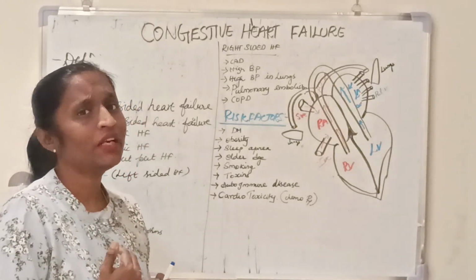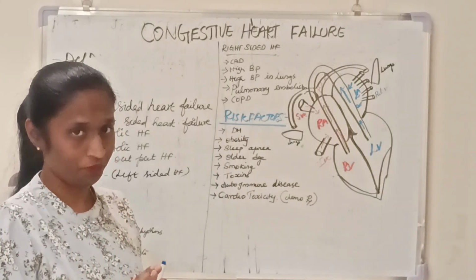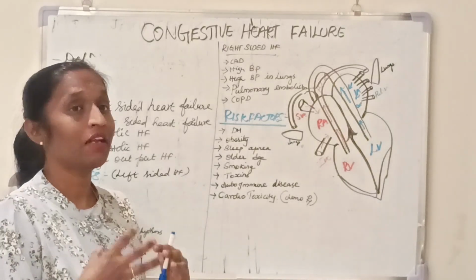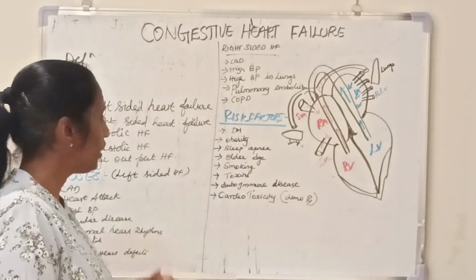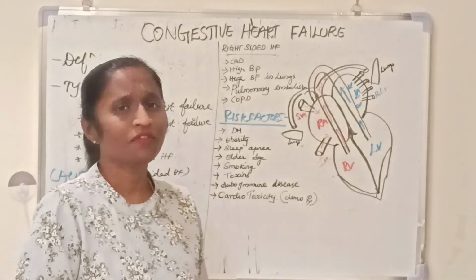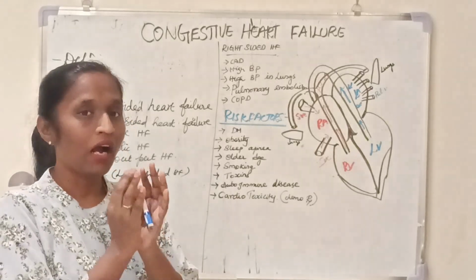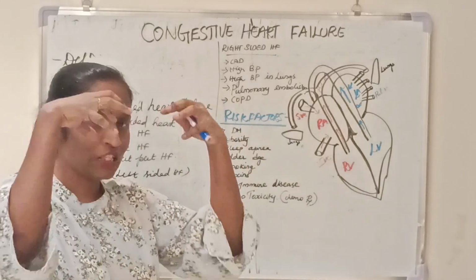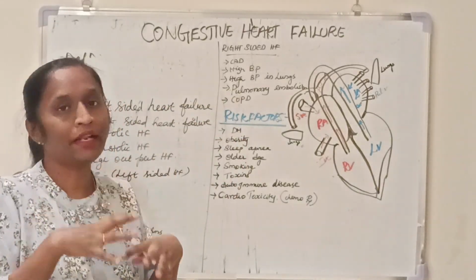So in systolic heart failure, the ejection fraction of the heart will remain. There is no change in the ejection fraction, but the heart's ability to pump gets decreased. Okay, and the next one is diastolic heart failure. In diastolic heart failure, what happens? The ventricles of the heart have to relax and pull the blood from the atrium of the heart.